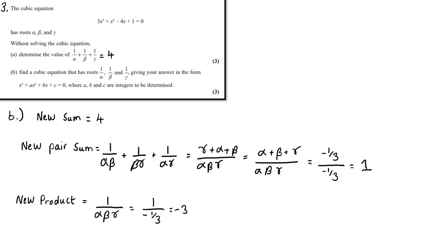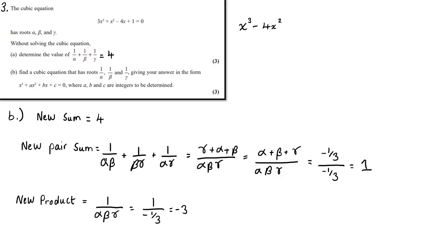So now we've got everything we need to find this cubic equation. We've got the new sum, that's 4. We've got the new pair sum, that's 1. And we have the new product, minus 3. So our cubic equation is going to be x cubed. That won't change. Then we minus the new sum. The new sum is 4, so this is going to be minus 4x squared.